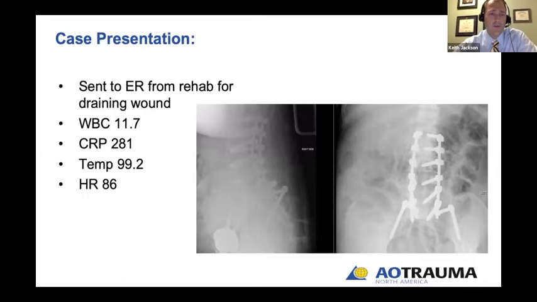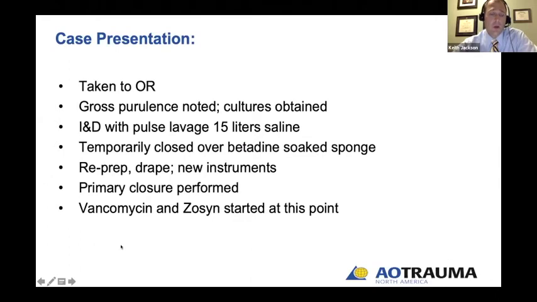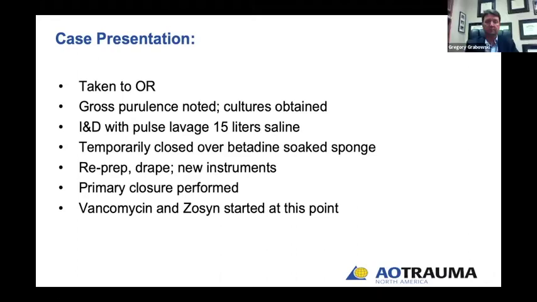Unfortunately, at about 2 weeks after surgery, she developed a draining wound. She then transferred to the emergency department. There, she was found to be afebrile with a relatively normal WBC count and a relatively normal heart rate. However, her CRP was 281. With a presumptive diagnosis of acute or early postoperative infection, she was taken back to the operating room where gross purulence was expressed immediately upon reopening the incision. Intraoperative cultures were obtained, and she had an irrigation and debridement with 15 liters of normal saline.